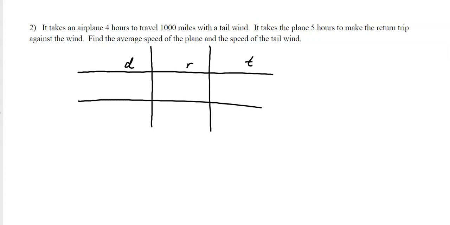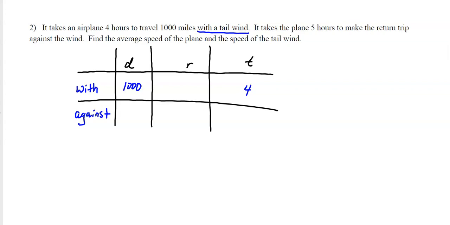Get my two columns. This one's not really upstream, downstream, but we have with the tailwind. So with the wind. And coming back, we're going to have against the wind. All right. So with the wind, it says an airplane travels, or it takes an airplane 4 hours to go 1,000 miles with a tailwind.